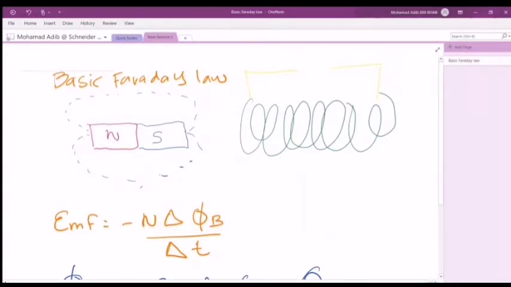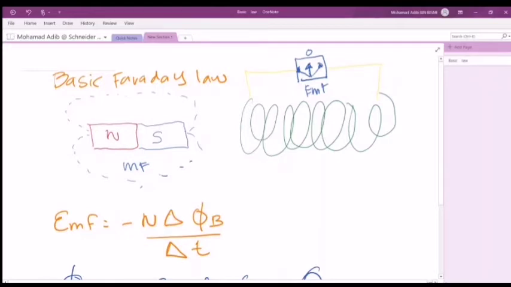Okay, let me continue with the basic Faraday law. Here we have the magnetic bar. Around the magnetic bar is the magnetic field, MF. On the right we have the coil, and then we put the sensor here. This is EMF. We have the needle. When we move the magnetic bar inside the coil, the EMF will be produced. The needle will go to here or to here. This is zero. The faster we move the bar, the more EMF we get.